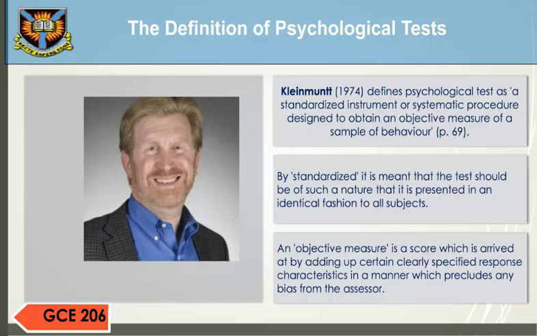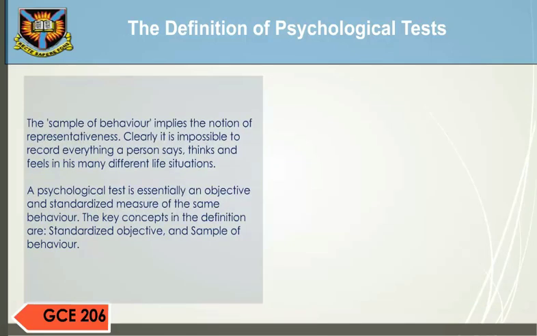An objective measure is a score which is arrived at by adding up certain clearly specified response characteristics in a manner which precludes any bias from the assessor. The sample of behavior implies the notion of representativeness. Clearly, it is impossible to record everything a person says, thinks, and feels in many different life situations. A psychological test is essentially an objective and standardized measure of the sample behavior. The key concepts in the definition are standardized, objective, and sample behavior.